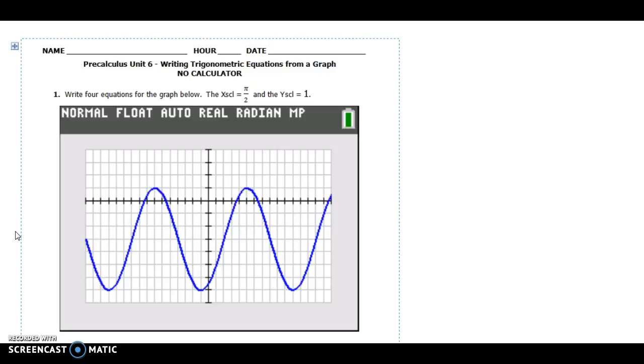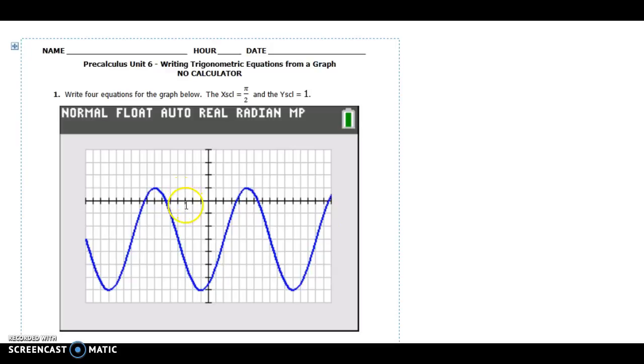In order to do that, we're going to refresh our memory on what the different parts of the equation represent so that we can work backwards. The other thing to note here is up in the directions for each question it says write 4 equations for the graph below, and then it gives you the x scale and the y scale. So what that literally means is each of these markings on the x-axis represents pi over 2. So 0, pi over 2, pi, 3 pi over 2, 2 pi, so on and so forth in both the positive and negative direction. And the y scale is 1, which means we go 0, 1, 2, 3, negative 1, negative 2, negative 3, so on and so forth.